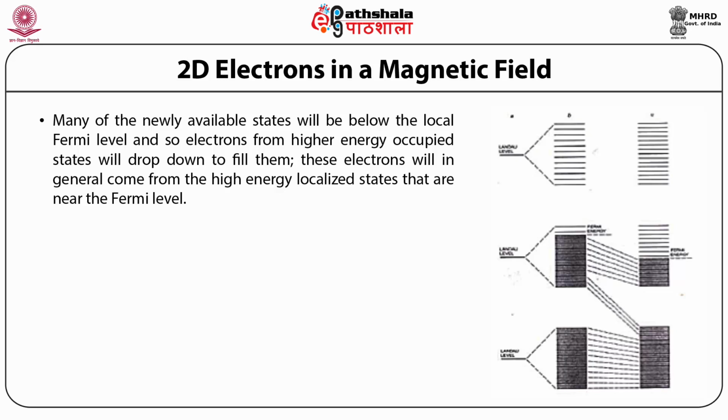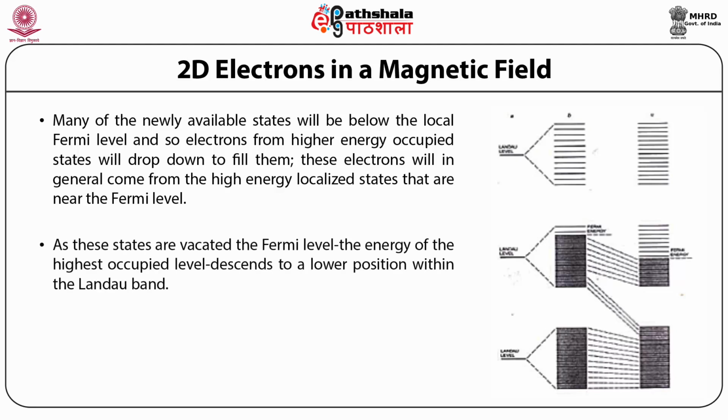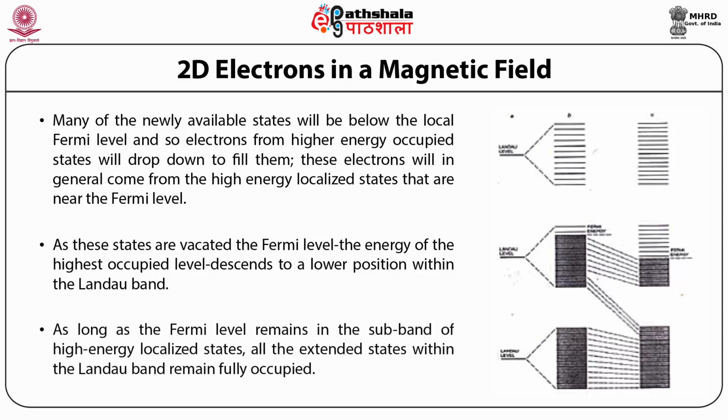These electrons will in general come from the high energy localized states that are near the Fermi level. As these states are vacant, the Fermi level, the energy of the highest occupied level, descends to a lower position within the Landau band. As long as the Fermi level remains in the subband of the high energy localized states, all the extended states within the Landau band remain fully occupied.